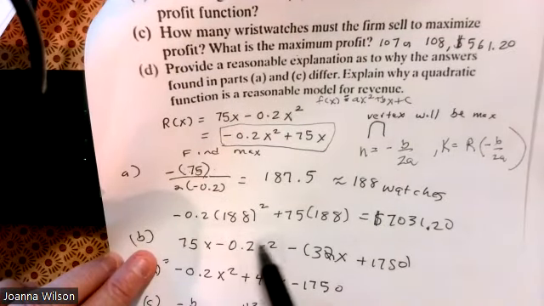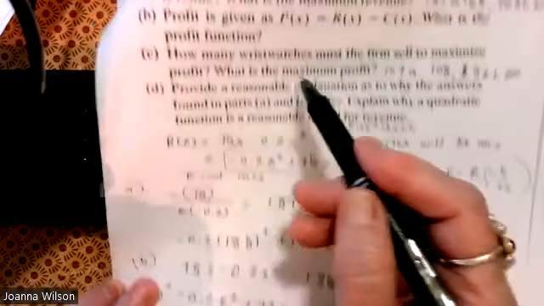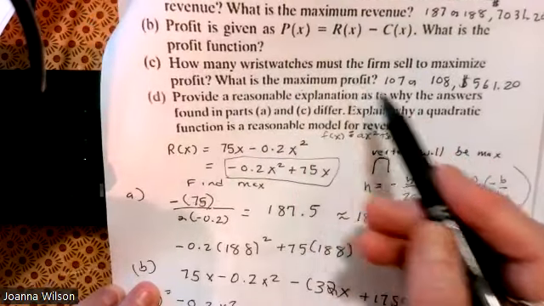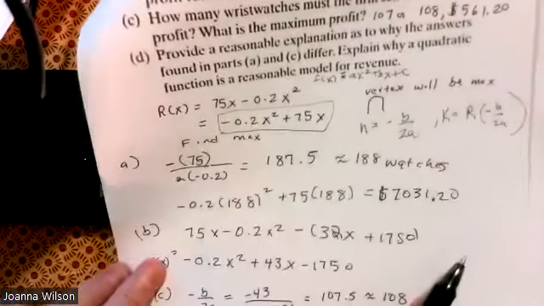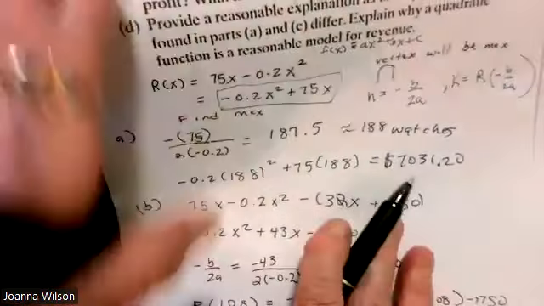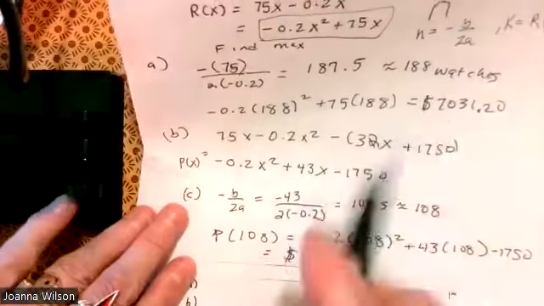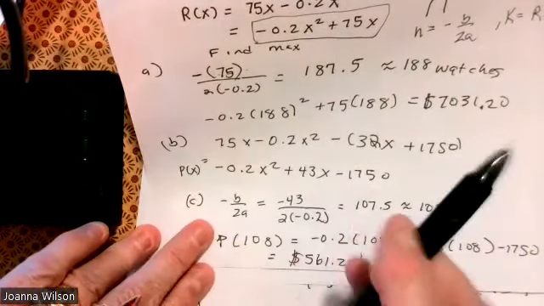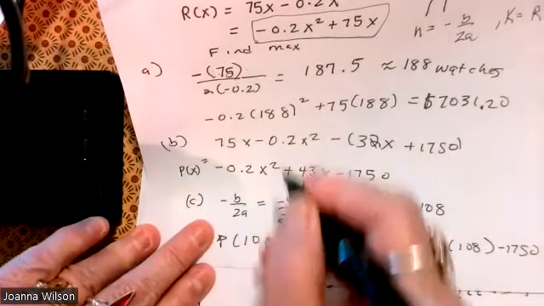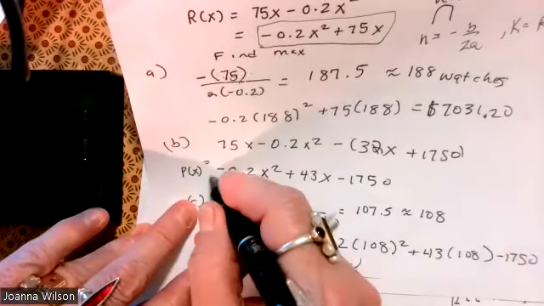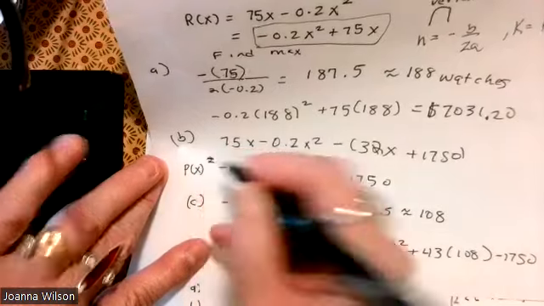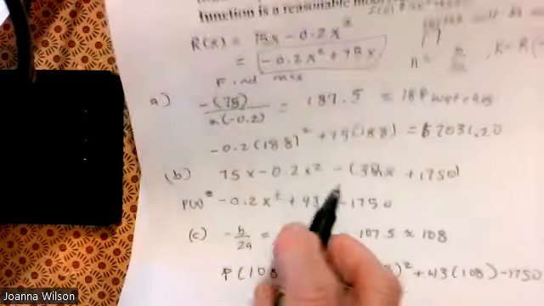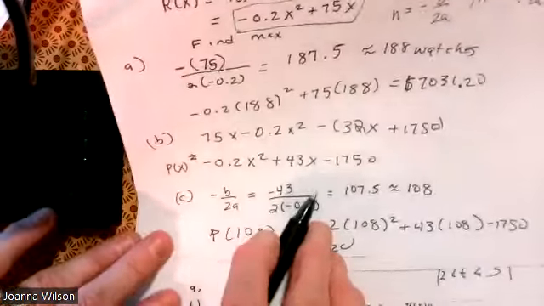So I take the R of x, which is this, and I subtract the cost function, which is, where's the cost function? Right here. And so I do that here, and then I get this profit function called P of x, and that's supposed to be an equal sign right there. And when I combine like terms, I get this, and it's in standard form.